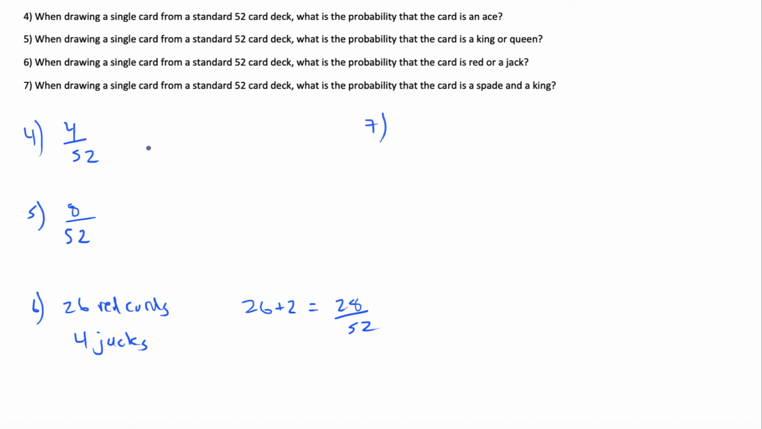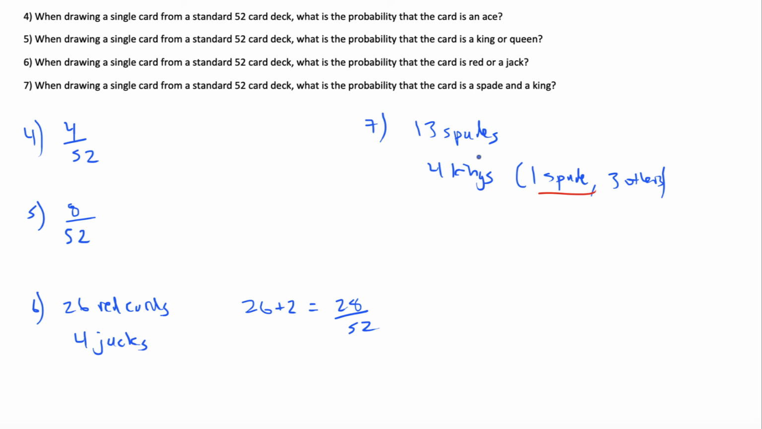And what about the last one here? We're going to draw a single card from a standard 52 card deck. What is the probability that the card is a spade and a king? We know that there are 13 spades in the deck. We also know that there are 4 kings in the deck. However, out of the 4 kings, 1 is a spade, and then there's 3 others. So we do not want to count this one twice.